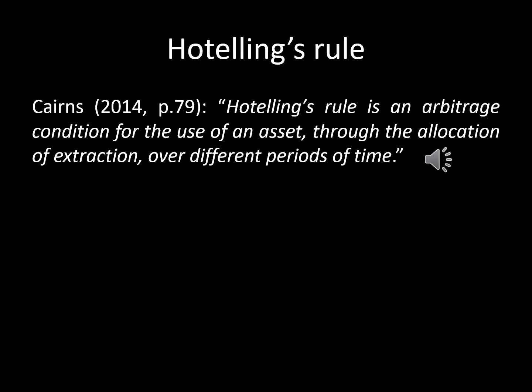Hotelling, his analysis led to what is now known as Hotelling's rule. That is, the price of exhaustible resources net of marginal extraction costs increases at a rate equal to the interest rate. Or, as worded by Cairns on page 79, Hotelling's rule is an arbitrage condition for the use of an asset through the allocation of extraction over different time periods.